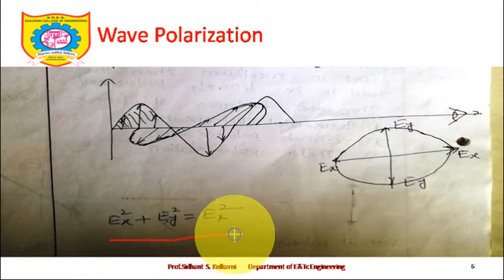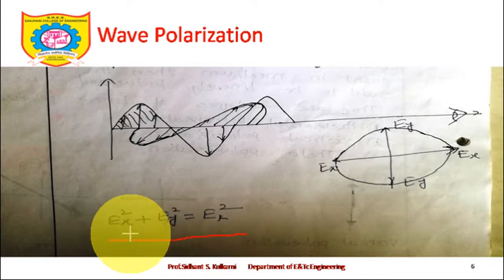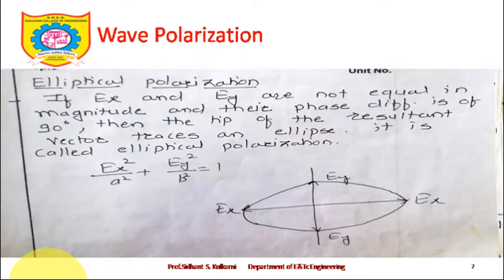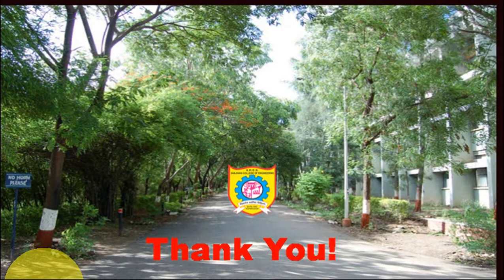And this is the equation of a circle: Ex square plus Ey square equal to E square. That is the component of E along X, the component of E along Y, and this is the resultant component of E bar. Finally, in the case of elliptical polarization, Ex is not equal to Ey, and still there is a 90-degree phase shift, and we come to the equation of the ellipse: Ex square upon A square plus Ey square upon B square equal to 1. You already know that this is the equation of the ellipse, and in this case Ex is not equal to Ey. So for that I am once again providing you the animation where you will understand how this polarization looks from the observer's point of view. Just go through that animation, it will become easier for you to understand.